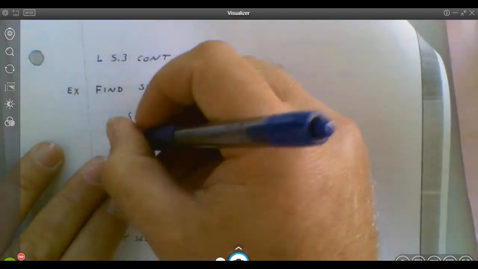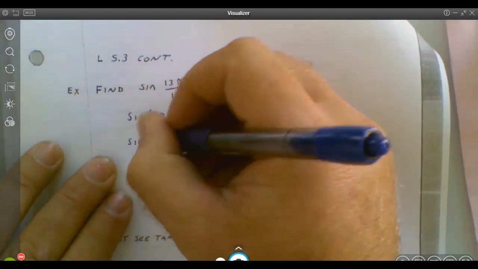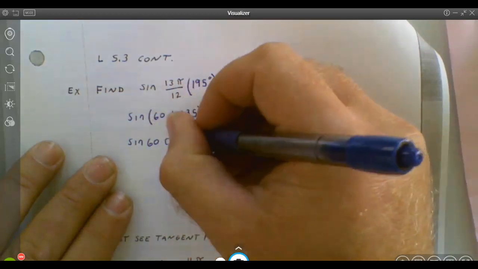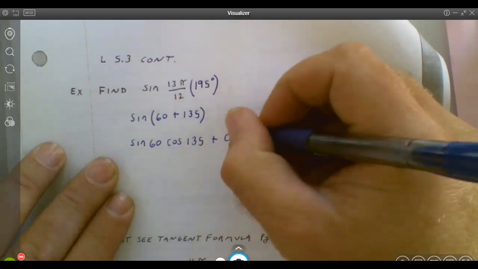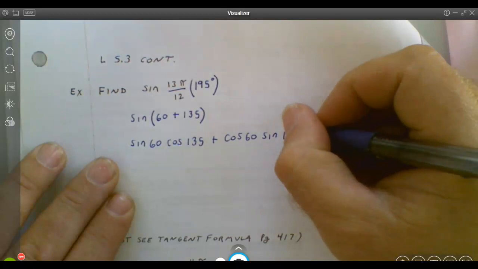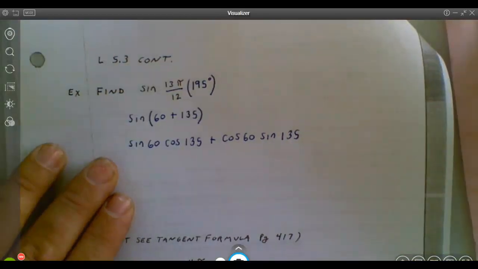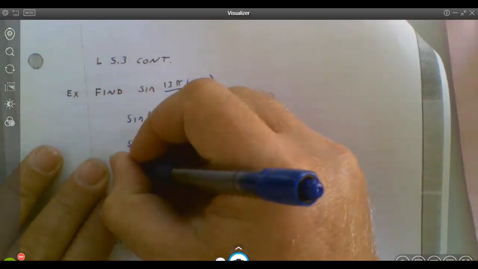So we're going to write this as sine 60 cosine 135 plus cosine 60 times sine 135. So I'm just plugging that into our sum formula, and now we just plug in the values for these. So what's our sine at 60 degrees? We know this is rad 3 over 2.